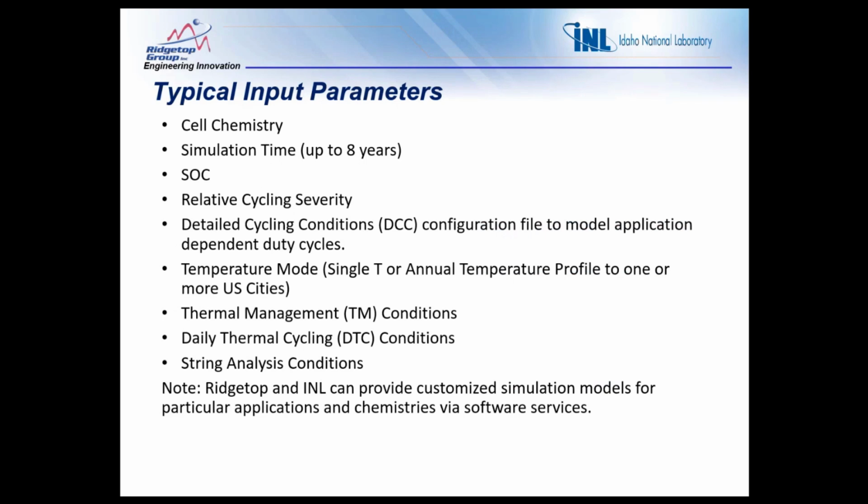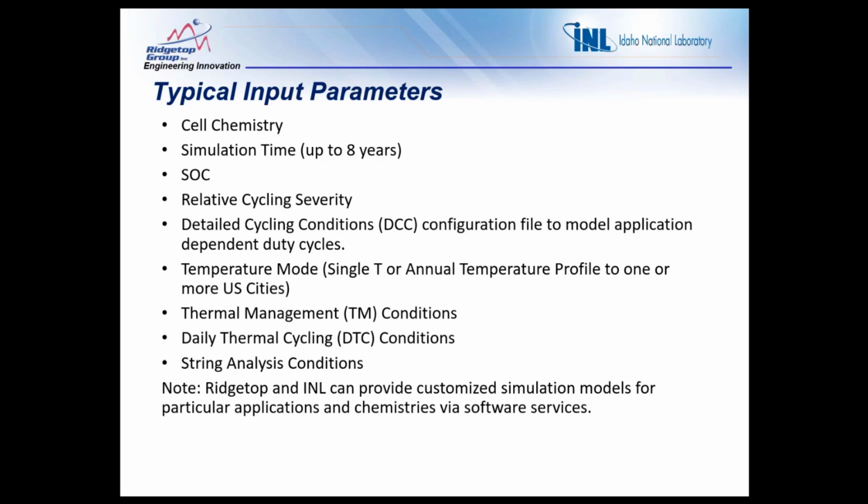Some of the typical input parameters are things you would expect, including the cell chemistry, the simulation time, the SOC, the relative cycling severity in terms of how it relates to the baseline cycling testing data for the initial model development, and then the duty cycle, which is specified in great detail with the DCC configuration file, and then things like annual temperature profiles or constant temperature profiles for the deployed environment. So we have a capability to look at the annual temperature profiles in specific geographic regions.